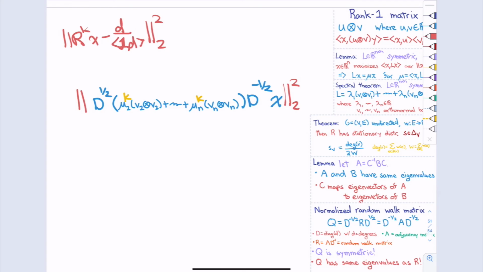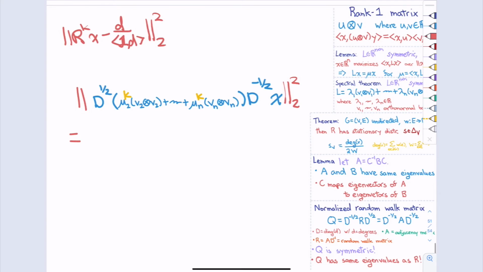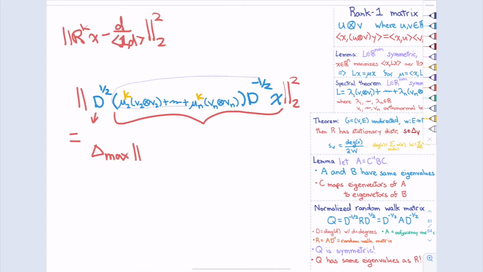Okay, so let's look at this. What this is going to do is first calculate this, and then take some weighted sum times the degrees. Okay, so I can get rid of this, and the effect of the d to the 1/2 is to increase the overall thing by at most the maximum degree. Okay, so now we have this term.